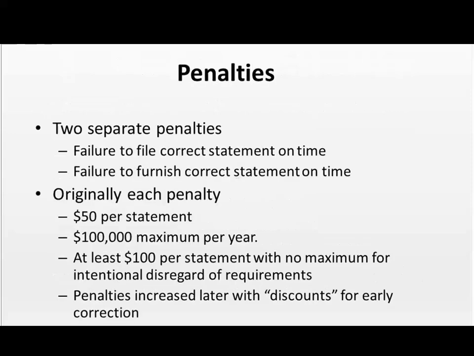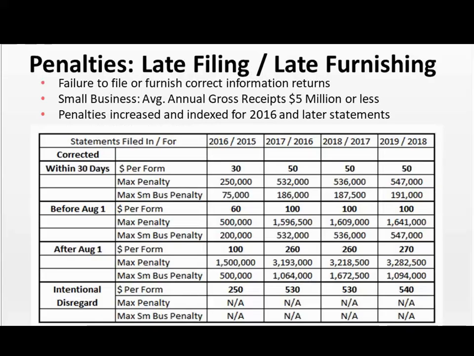There are two different, separate penalties, one for failing to file correct and one for failing to furnish correct information returns on time. The amounts were originally fairly reasonable, and then they upped the penalties and put in discounts for early correction. What we're looking at here is for 2018 forms, the ones coming up filed in 2019. The penalties started being indexed in 2016. The maximums were also indexed.